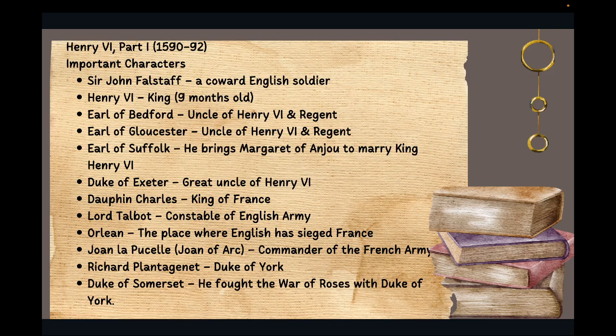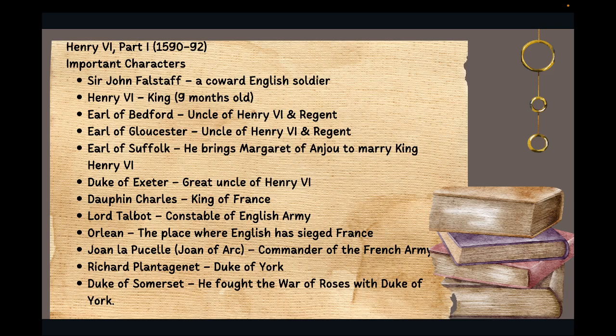Earl of Bedford, uncle of Henry VI and the regent; Earl of Gloucester, uncle of Henry VI and regent; Earl of Suffolk, who brings Margaret of Anjou to marry King Henry VI; Duke of Exeter, great uncle of Henry VI; Dauphin Charles, King of France; Lord Talbot, Constable of the English Army; Orleans, the place where the English have seized France; Joan La Pucelle, Joan of Arc, commander of the French army; Richard Plantagenet, Duke of York; Duke of Somerset.